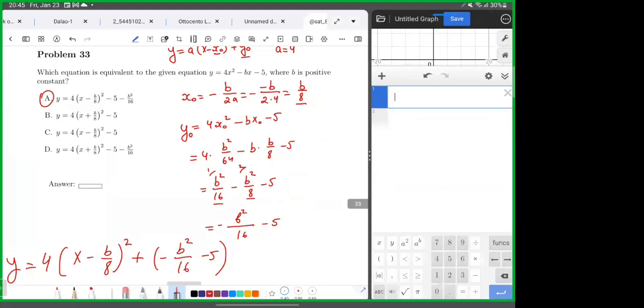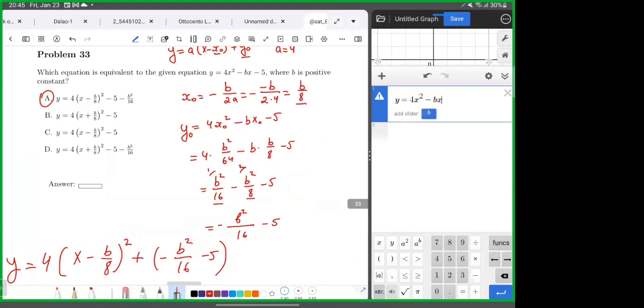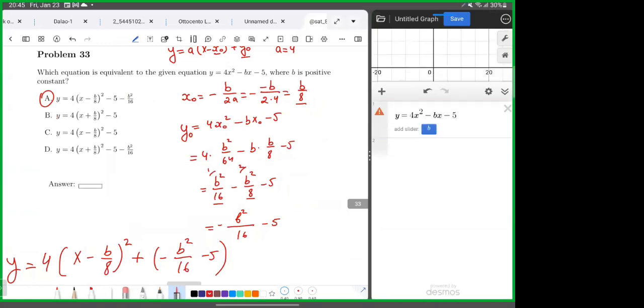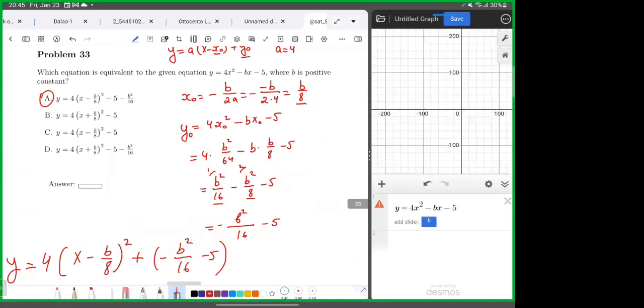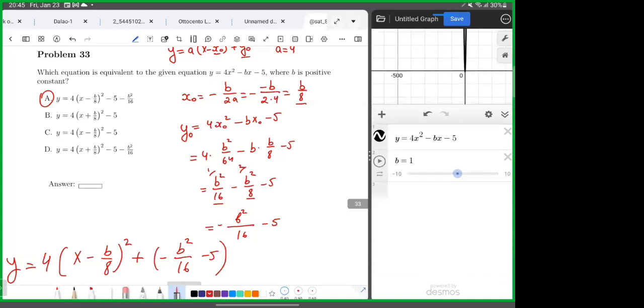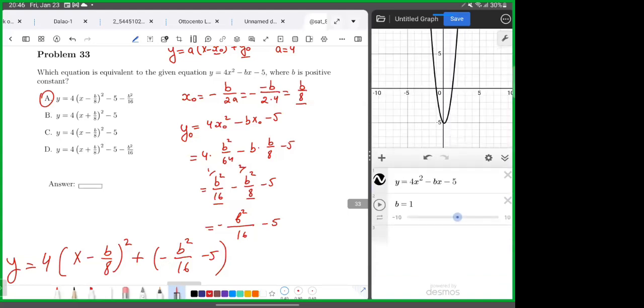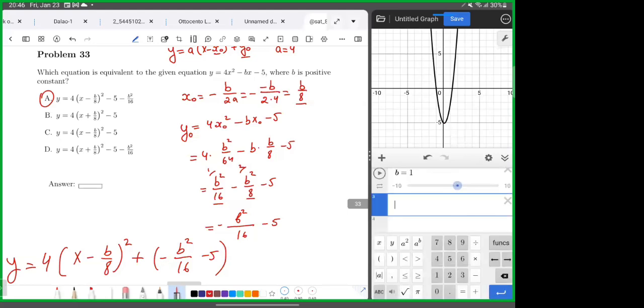So guys, your parabola is y equals 4x squared minus bx minus 5. It is your parabola. And b is like a slider, and you can define the value of b. So it can be any number here. It's your parabola. Now draw every option.